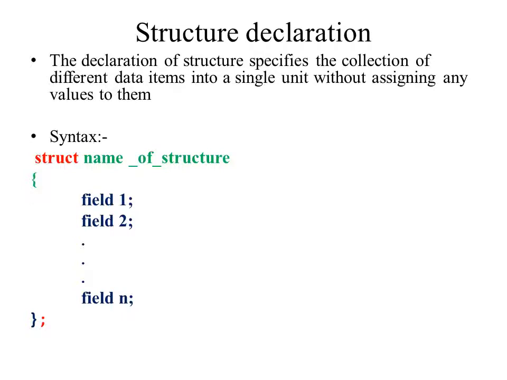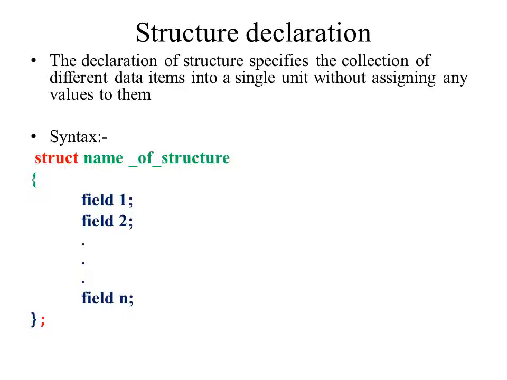Next, we will see first of all how the structure is going to be declared. Obviously there is a syntax, a predefined method available in C, for how we can use the structure declaration. The declaration of the structure specifies the collection of different data items into a single unit without assigning any values to them.